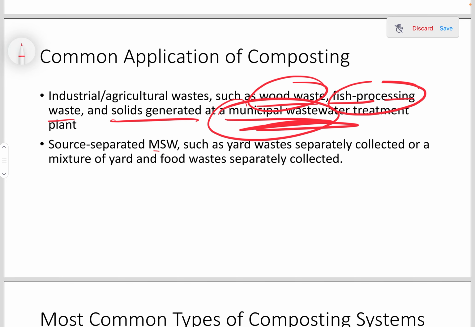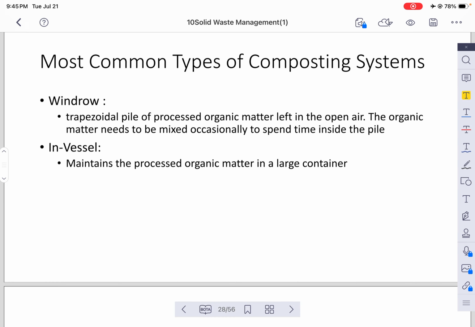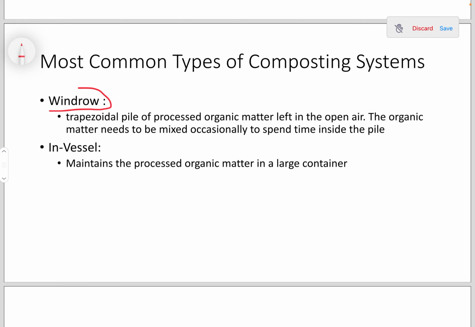Source separated municipal solid waste, like trash going out, the food, and also yard waste collected, can be used as a proper common application for composting. The most common type of composting is the windrow, which is the easiest way: put it on the land in a trapezoidal pile to process the organic matter, left in the open air. Of course, the organic matter needs to be mixed occasionally.